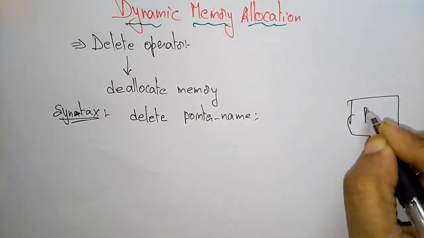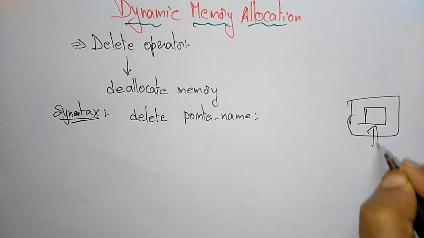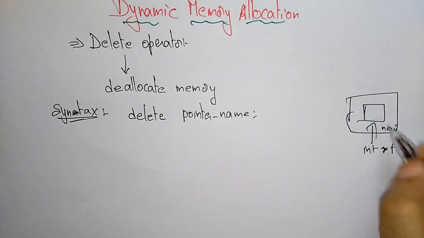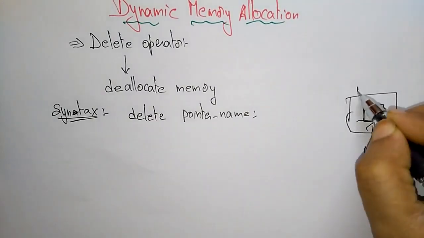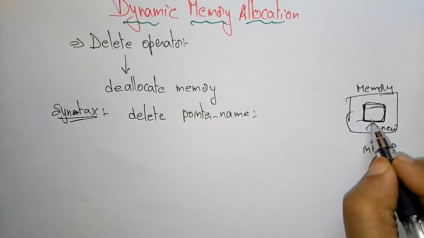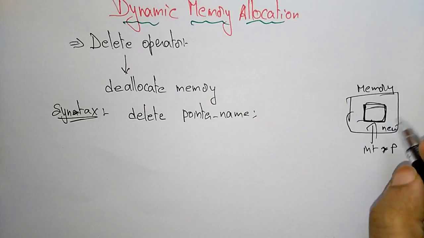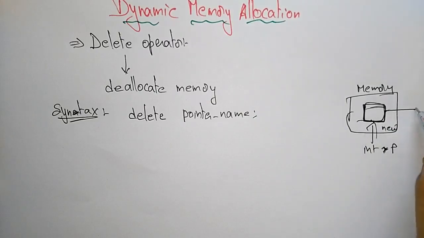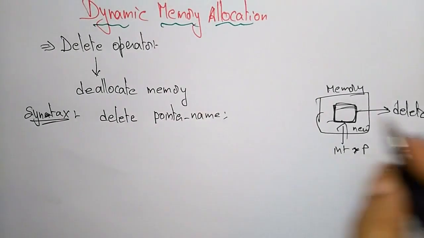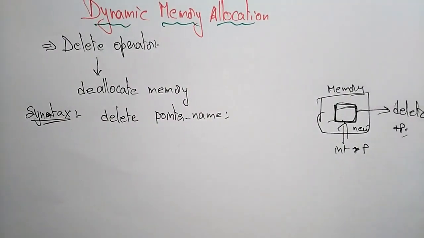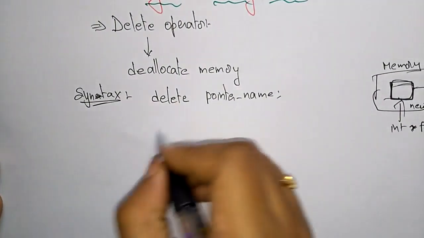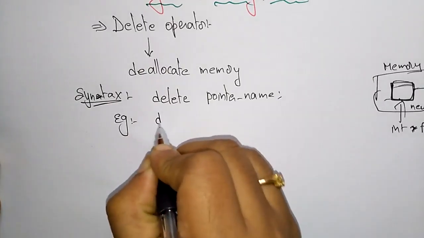In the previous example, int *p, with the help of the new operator we are allocating some space in the memory. This pointer variable is allocating the memory. So if the work is over, we have to delete this by using the delete operator. So delete the pointer p. The example for this is just delete p.